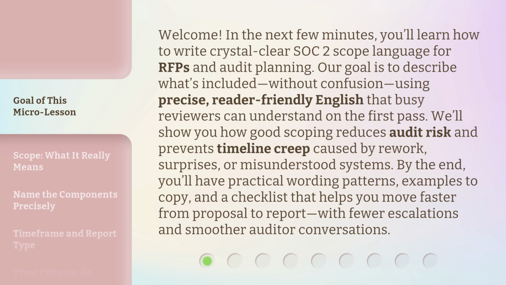Welcome! In the next few minutes, you'll learn how to write crystal clear SOC 2 scope language for RFPs and audit planning. Our goal is to describe what's included without confusion, using precise, reader-friendly English that busy reviewers can understand on the first pass. We'll show you how good scoping reduces audit risk and prevents timeline creep caused by rework, surprises, or misunderstood systems. By the end, you'll have practical wording patterns, examples to copy, and a checklist that helps you move faster from proposal to report, with fewer escalations and smoother auditor conversations.